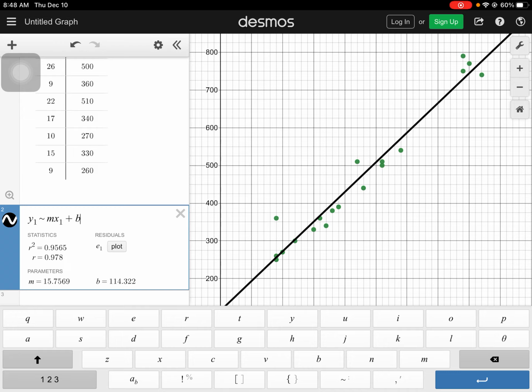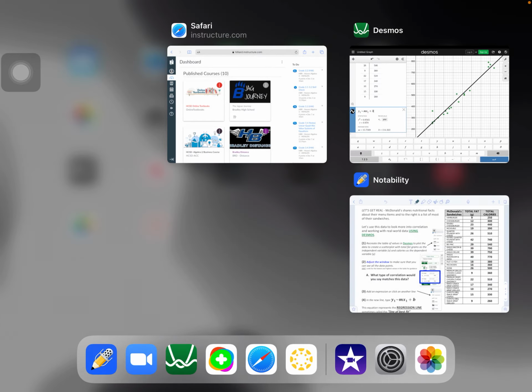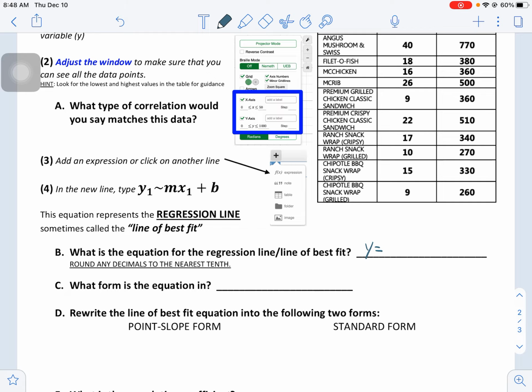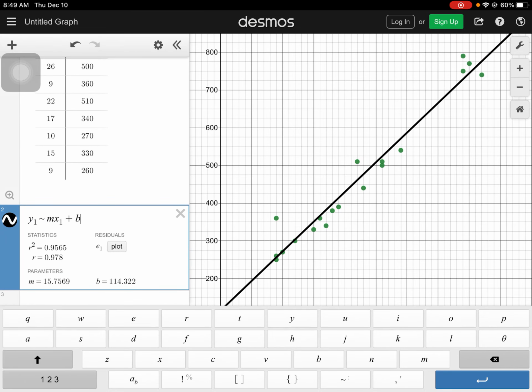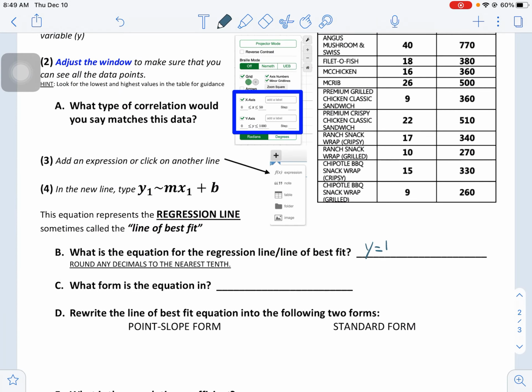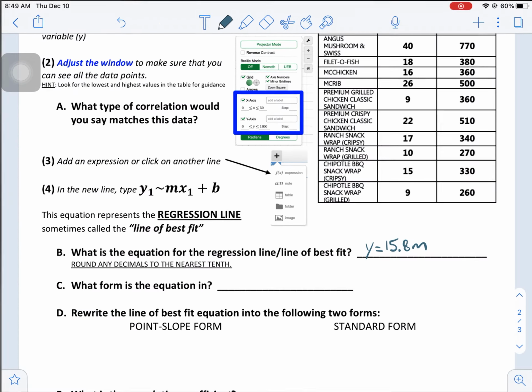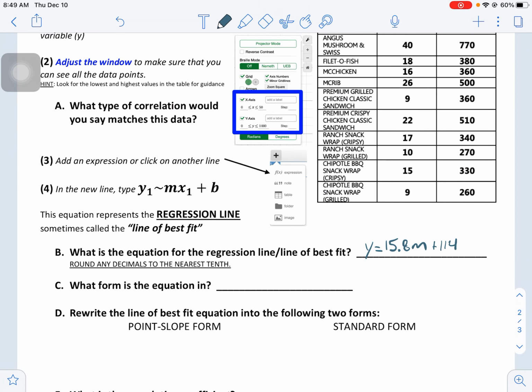The first question says, what is the equation for the regression or line of best fit? Round any decimals to the nearest tenth place. Because we're writing in slope-intercept form, our equation is going to be y equals, and our slope was 15.7569, so if we round to the tenth, that would be 15.8, so 15.8x. And then our y-intercept is 114.322, so that would be plus 114.3.